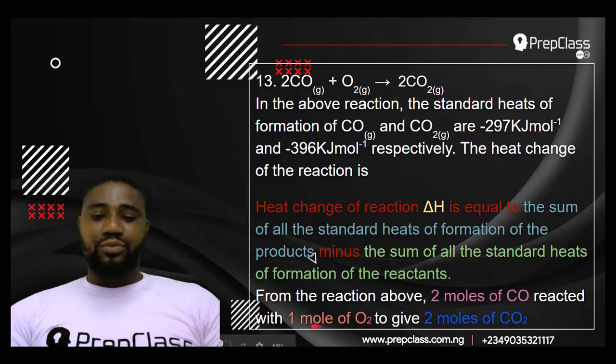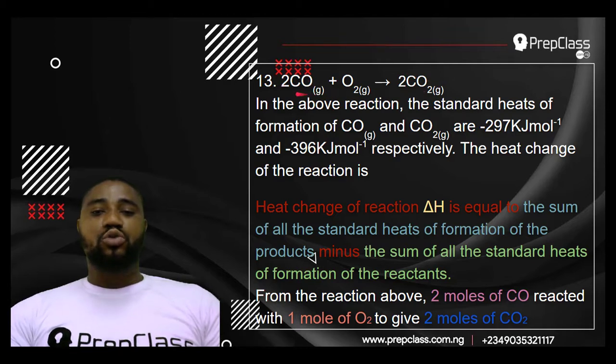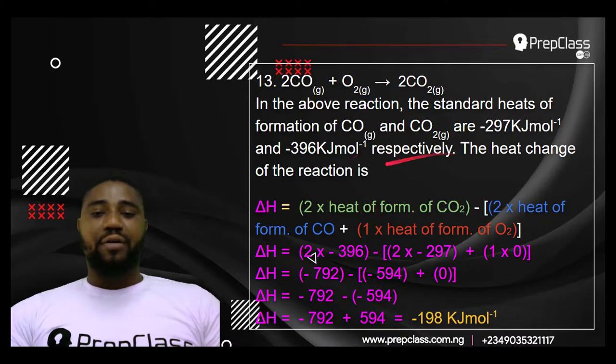Very simple. So you can see from the equation of the reaction that 2 moles of carbon monoxide reacted with 1 mole of oxygen to give 2 moles of CO2. So this mole ratio 2:1:2 will be very helpful. So I said here that delta H, remember I am subtracting the standard heat of the what? Reactants from the what? Products. So delta H now becomes what?